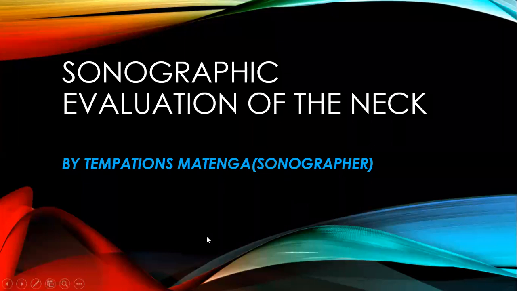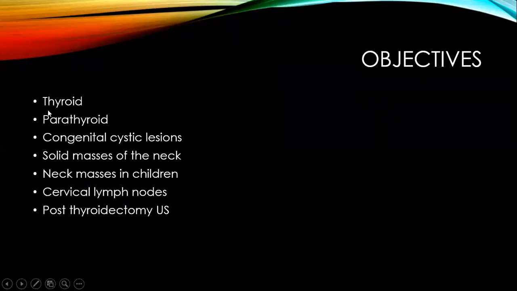So I'm going to talk about sonographic evaluation of the neck, where we're going to look at more than just the thyroid. We're going to touch on imaging of the thyroid, imaging of the parathyroid, and congenital cystic lesions that are seen in the neck. We're also going to look at a few solid masses of the neck and neck masses that are found in children. We're also going to look at sonographic evaluation of cervical lymph nodes and ultrasound imaging post-thyroidectomy.